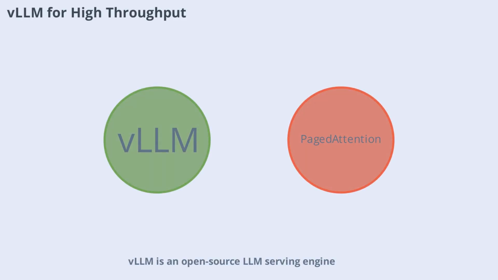vLLM is an open-source LLM serving engine designed for high throughput and local model deployments. Its core innovation, PagedAttention, manages attention key-value memory similarly to virtual memory paging in operating systems. This eliminates fragmentation, allowing multiple requests to share memory efficiently, and boosting throughput up to 24 times over standard pipelines. vLLM is ideal for organizations needing fast, scalable LLM inference on premises.